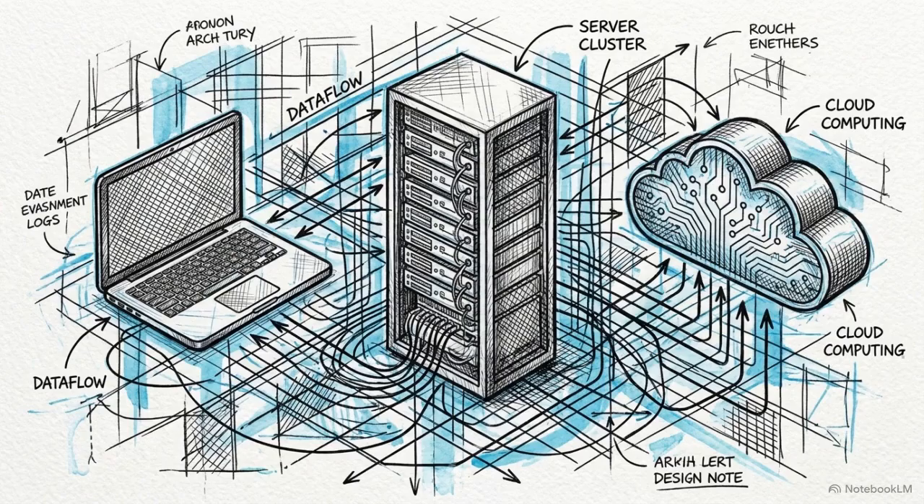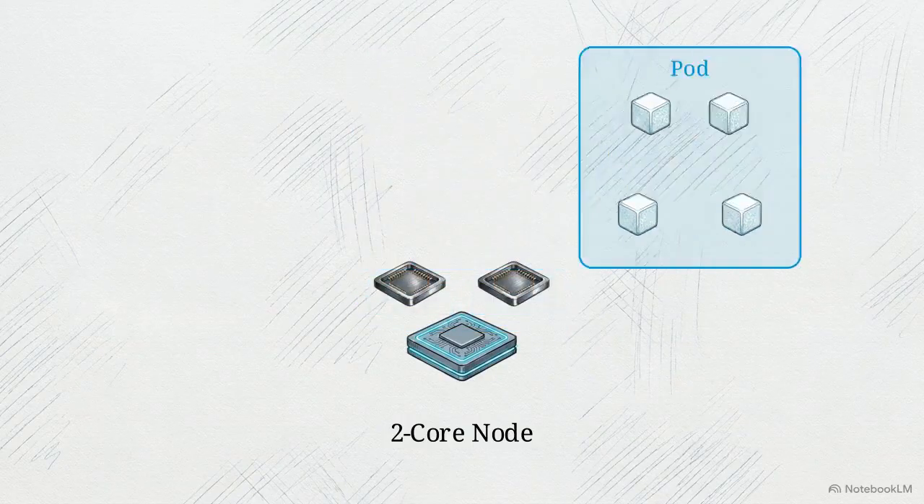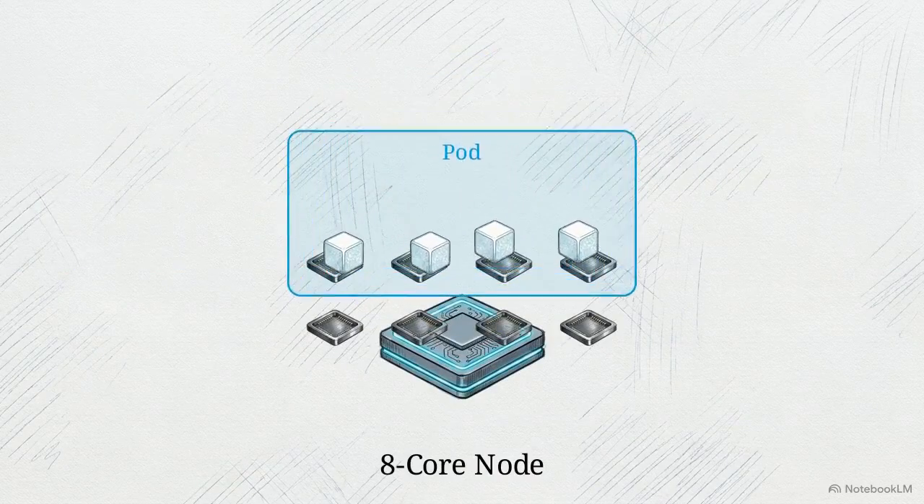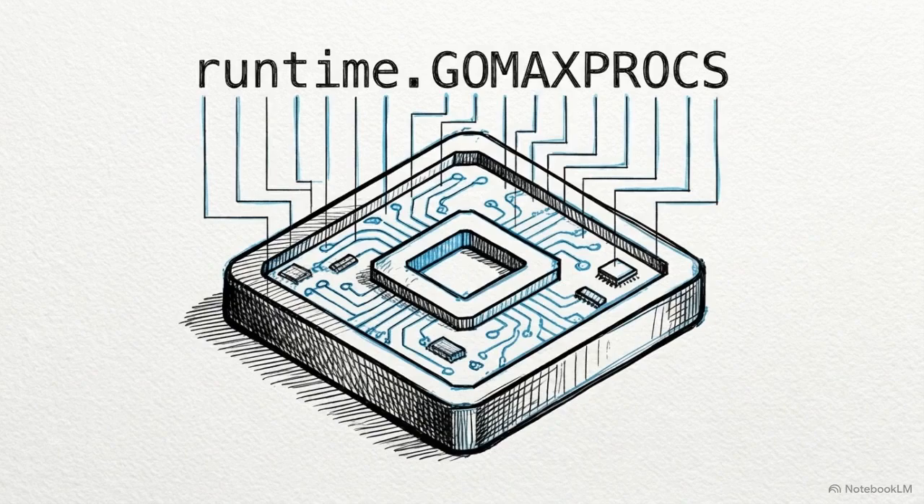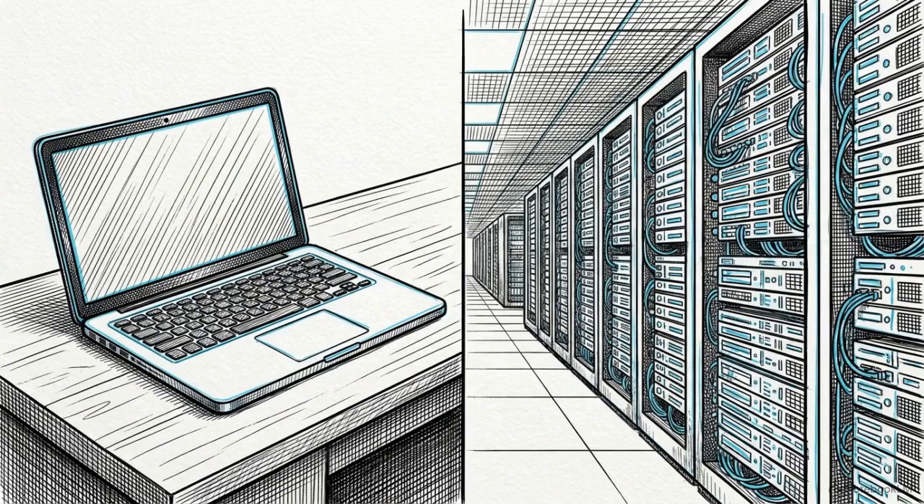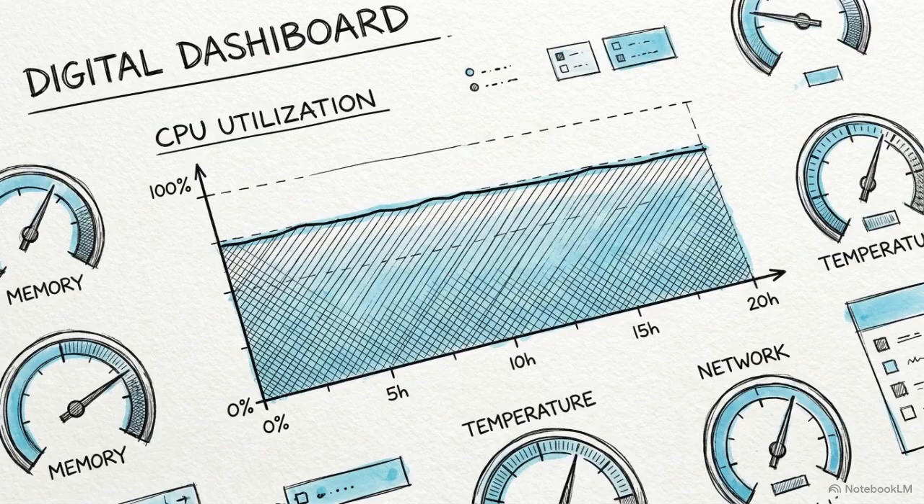Hard-coding worker counts is a liability in cloud environments. If a Kubernetes pod is moved from a 2-core node to an 8-core node, a static number like 4 will leave half the CPU idle. Tethering the worker count to the hardware ensures the pool scales automatically. Whether the service is on a laptop or a high-end server, the concurrency remains locked to the machine's actual limits.